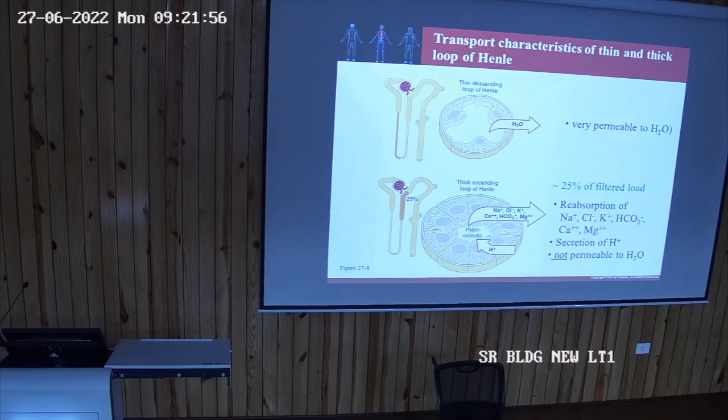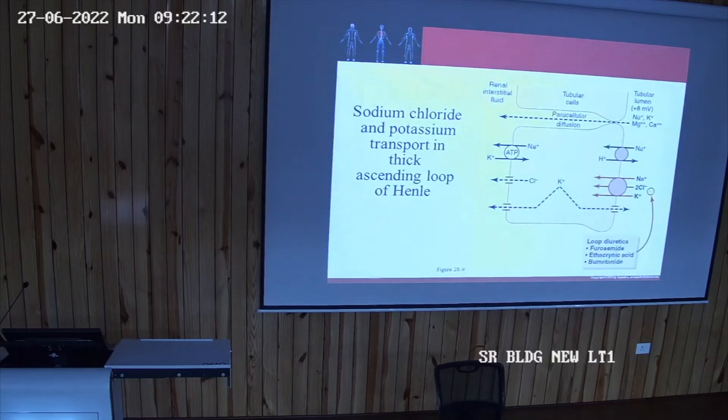In the ascending limb, the most important is the sodium potassium 2 chloride transporter. Okay, then it is the paracellular pathway through which calcium and magnesium ions are getting reabsorbed. Sodium potassium transport in thick ascending loop of Henle, okay, no need to talk.